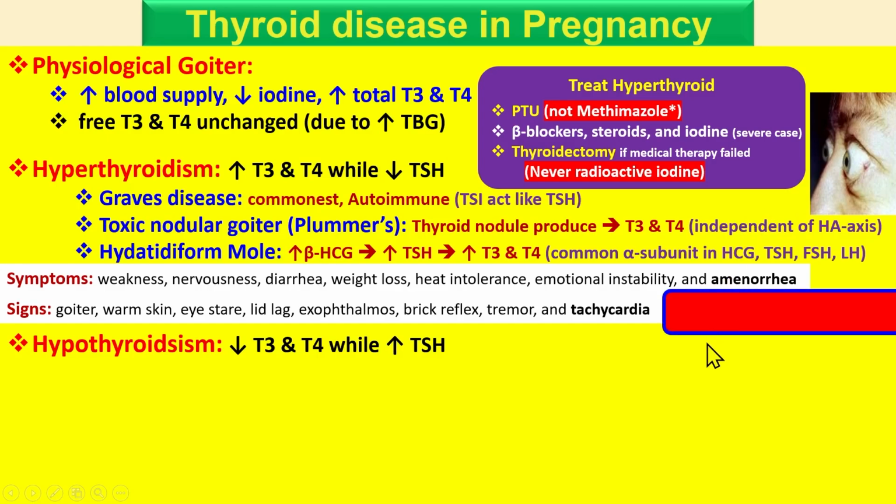But if you leave hyperthyroidism untreated, there will be a poor outcome. I mean, there is preeclampsia, preterm birth, or low birth weight. So a lot of poor outcomes can occur. And if there is thyroid storm, meaning excessive T3 and T4, this is a life-threatening condition.